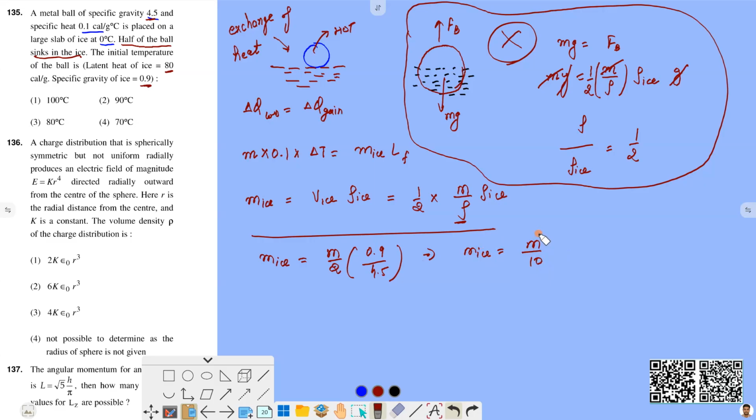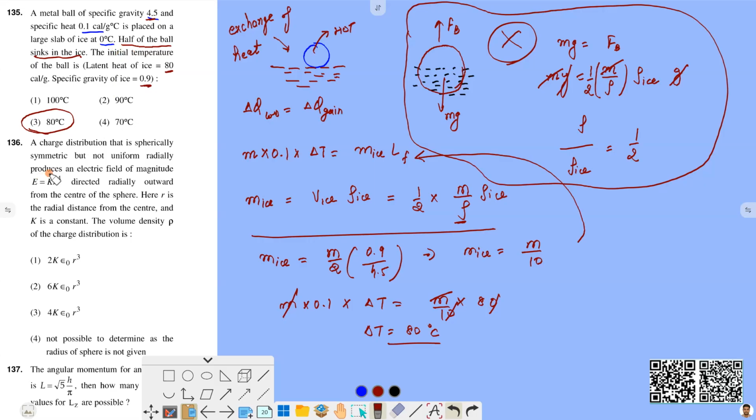Now small m is the mass of ball. Now we can use this relation here, that m into 0.1 into delta t is equal to m by 10 into Lf, that is 80. So from this, m gets cancelled and we will get delta t as 80 degrees Celsius. That change in temperature will be 80. So initial temperature was 80 degrees Celsius, as final temperature is 0, because there is still ice there.